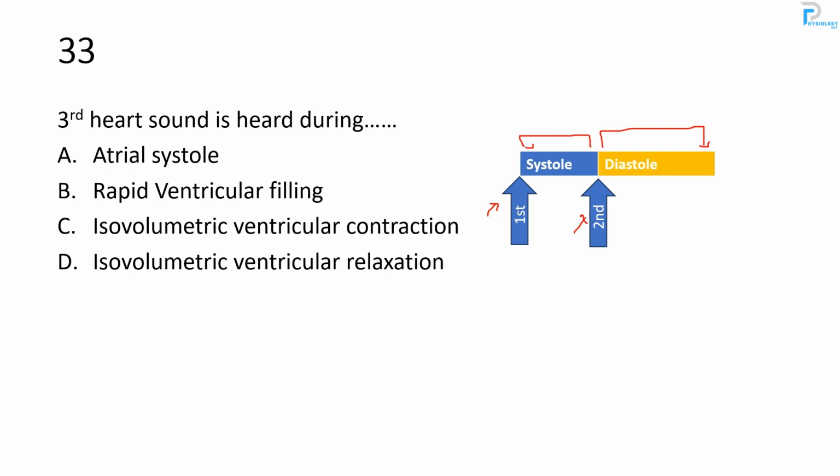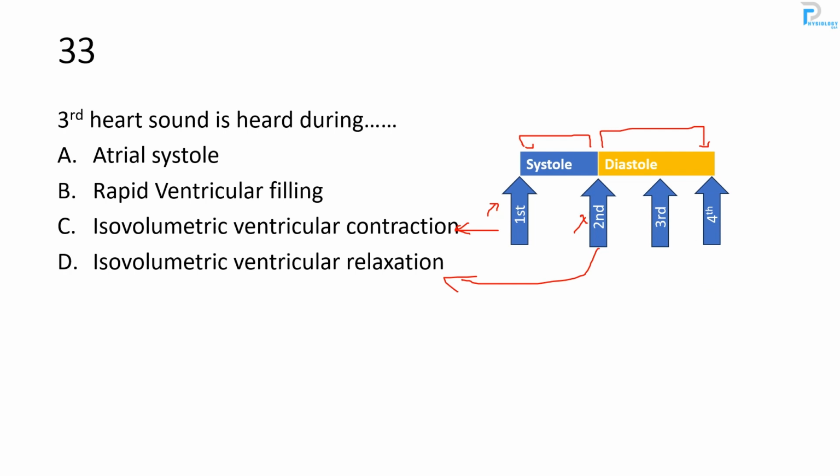The first heart sound, which indicates the beginning of systole, is heard during isovolumetric contraction because of the sudden closure of AV valves. The second heart sound is heard during isovolumetric relaxation because of the sudden closure of the semilunar valves. Then come in sequence the other two sounds. The third heart sound is heard during the rapid ventricular filling phase. Then the fourth heart sound is heard during atrial systole.